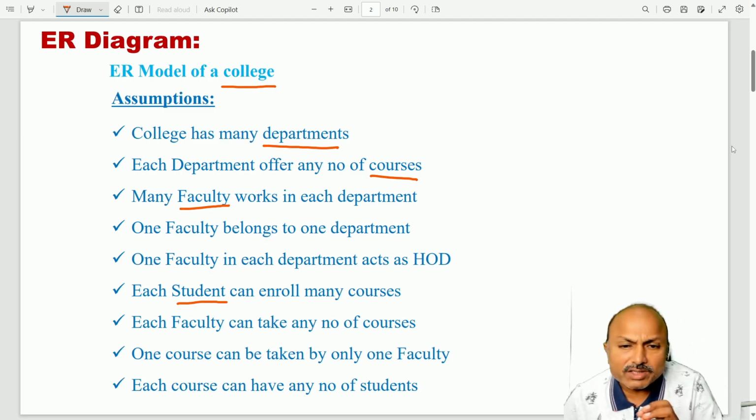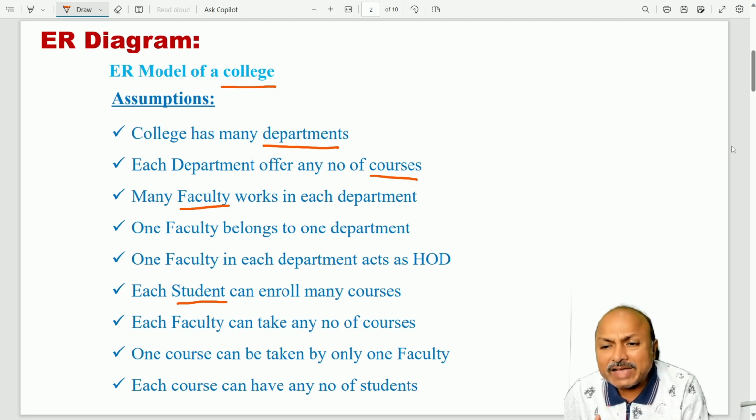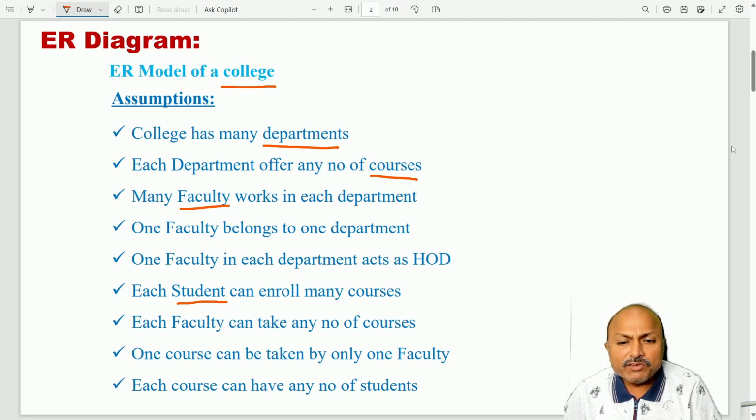Now, whenever we consider one faculty, that means he is responsible for one department. He will be considered in one department. One faculty in each department acts as HOD. That means each department has one HOD. That means 6 departments means 6 HODs. Am I right? Each student can enroll in many courses. Students are going to learn many courses, so they are eligible to enroll in many courses.